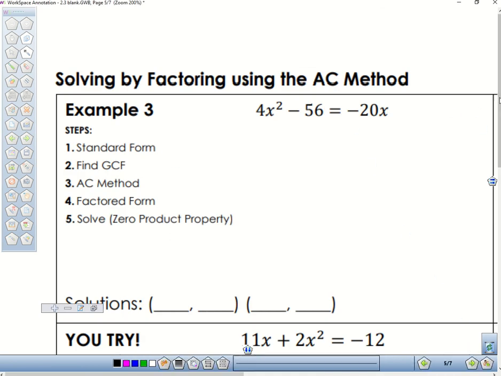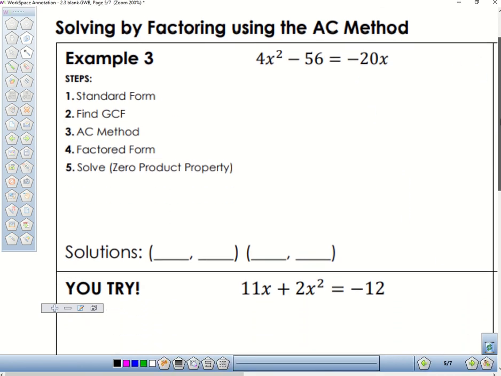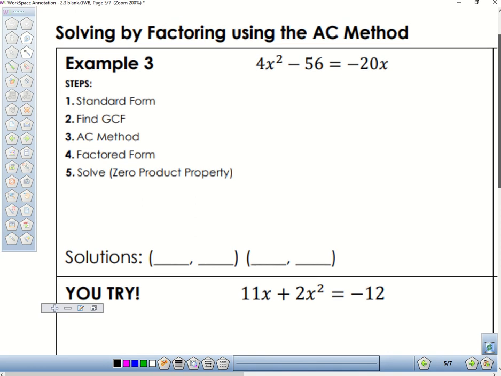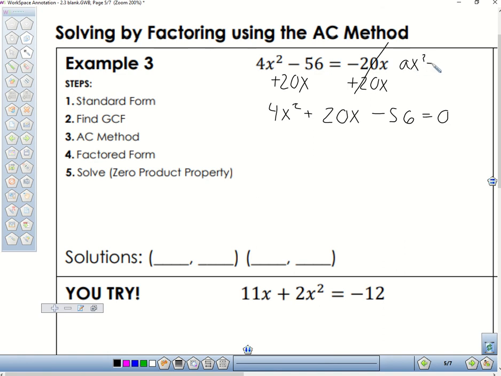So let's solve using the AC method. Now the AC method is basically what I just showed you guys on the last lesson. So what you have to do here before you can do anything, you need to get everything to one side. So I'm going to add the 20x to both sides. That's going to leave me with 4x squared plus 20x minus 56 is equal to 0. And I rearranged it in this order because I want it to be in ax squared plus bx plus c format. You guys see why I put it in the middle there?